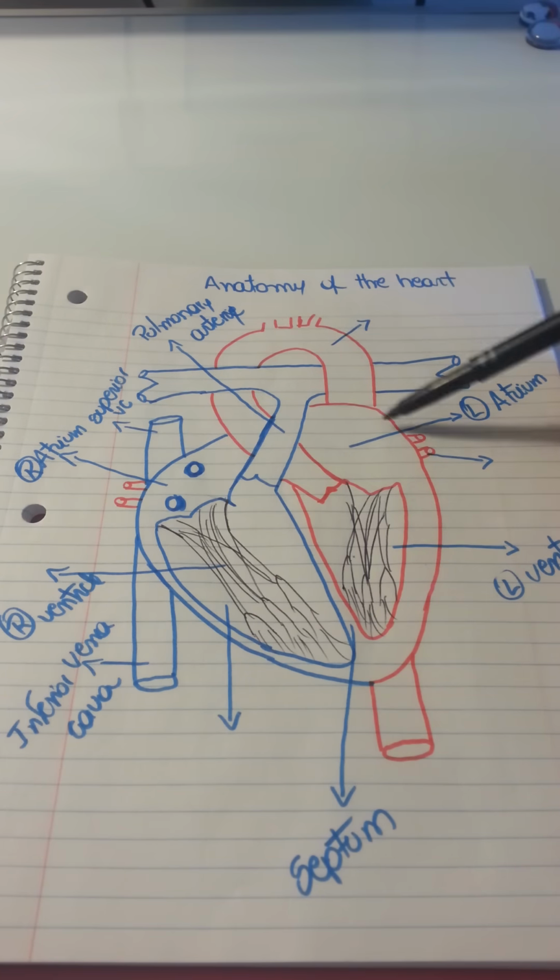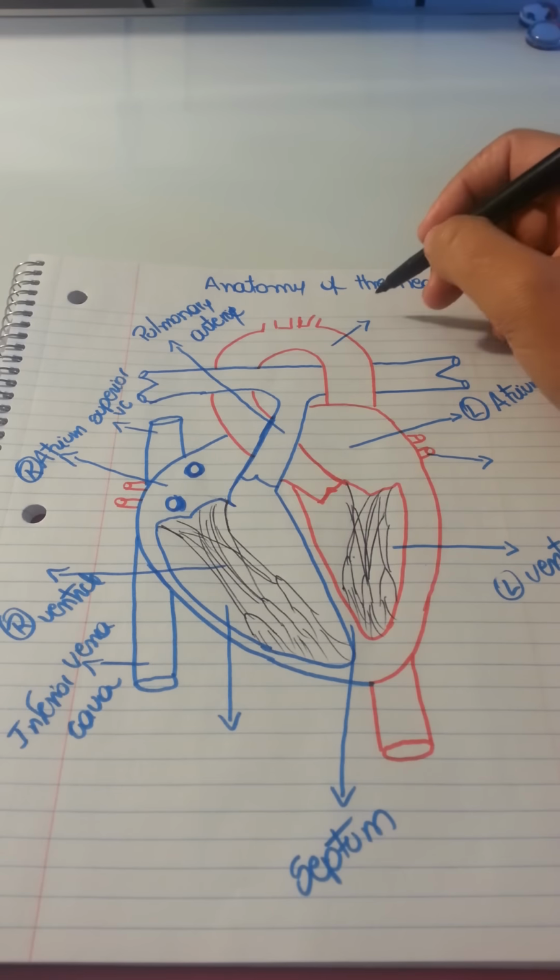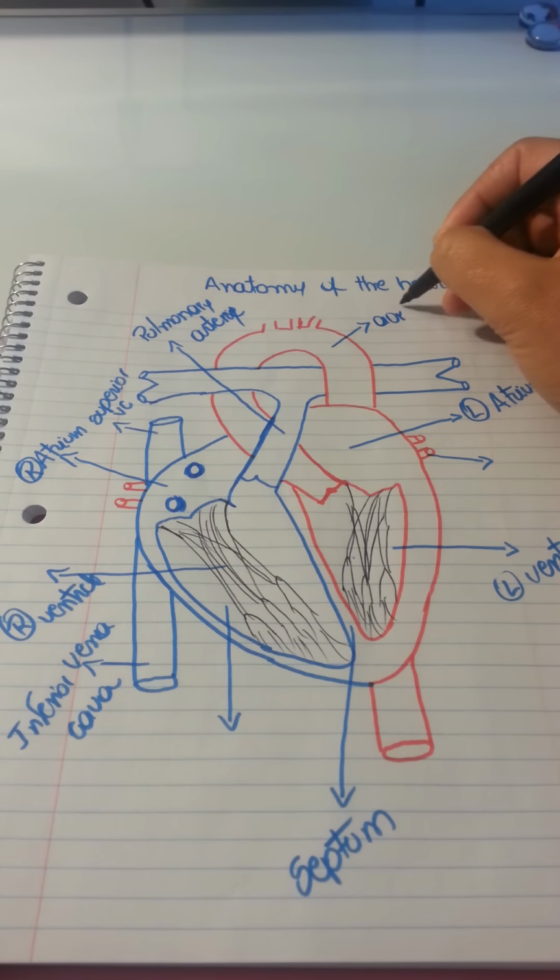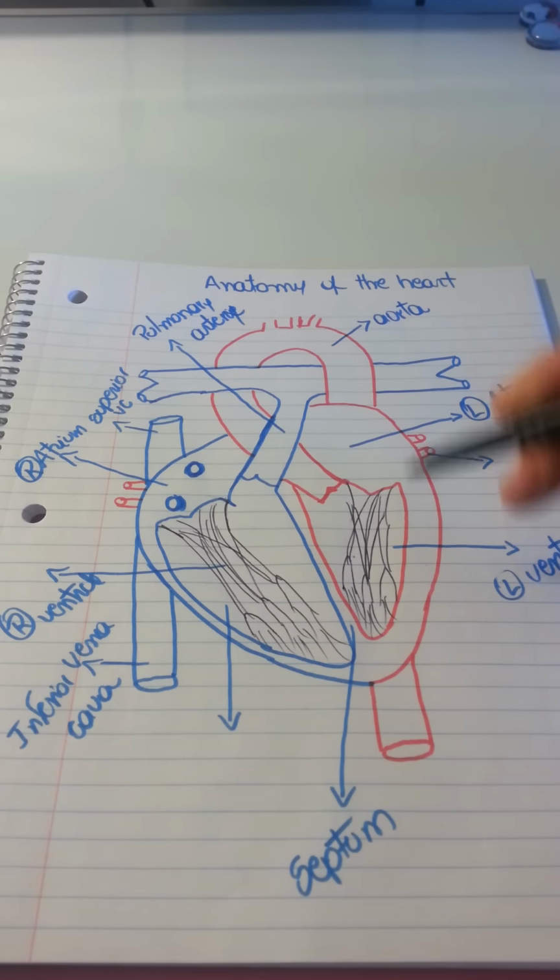And then we have this big red artery right here, and we'll call this one the aorta. And the aorta is what receives oxygenated blood and sends it to the body.